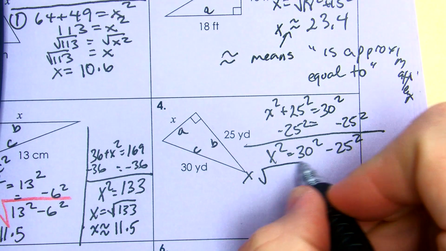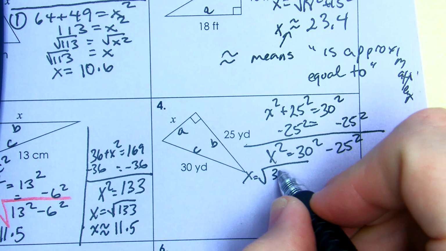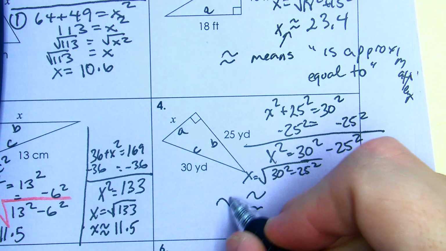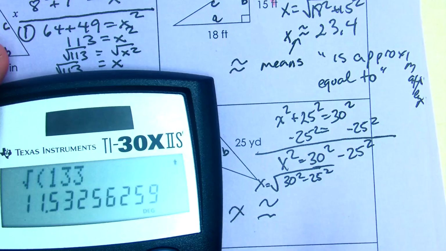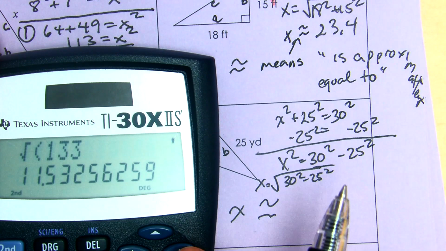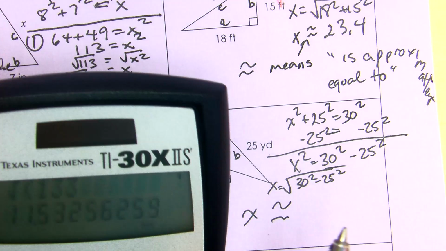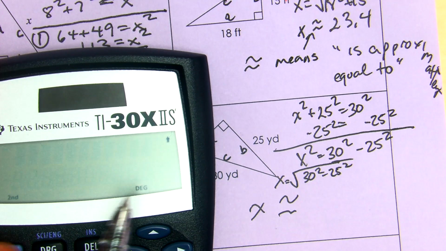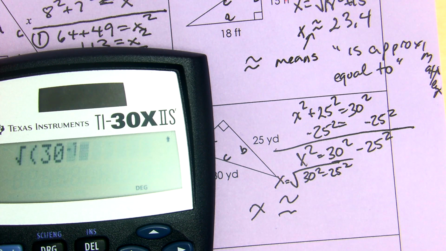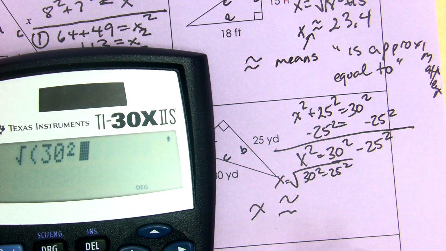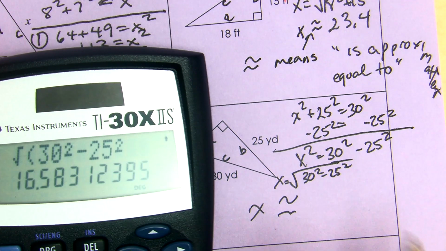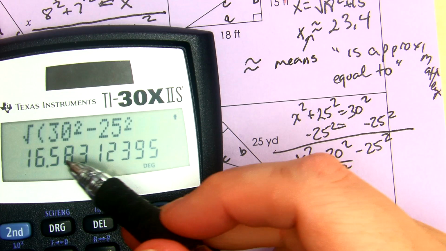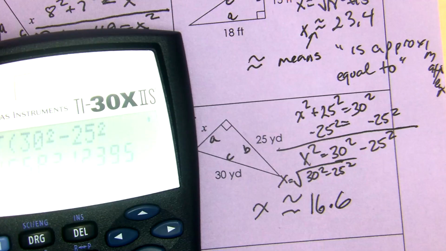So x is equal to the square root of 30 squared minus 25 squared, which would be approximately equal to... All right, so we get the square root of 30 squared minus 25 squared. You get 16.6. Since we have 5, 8, the 8's higher than 5, we've got to round up.